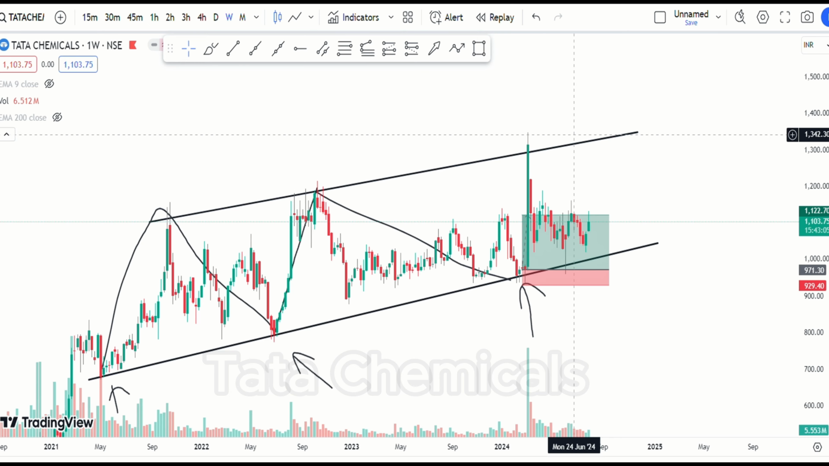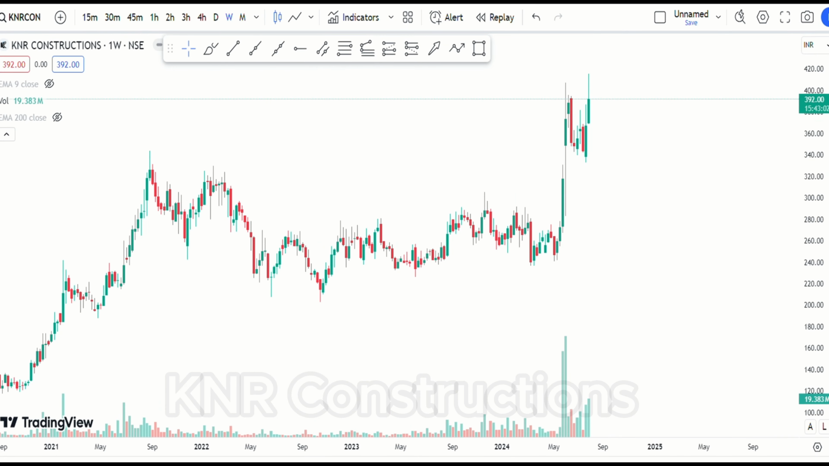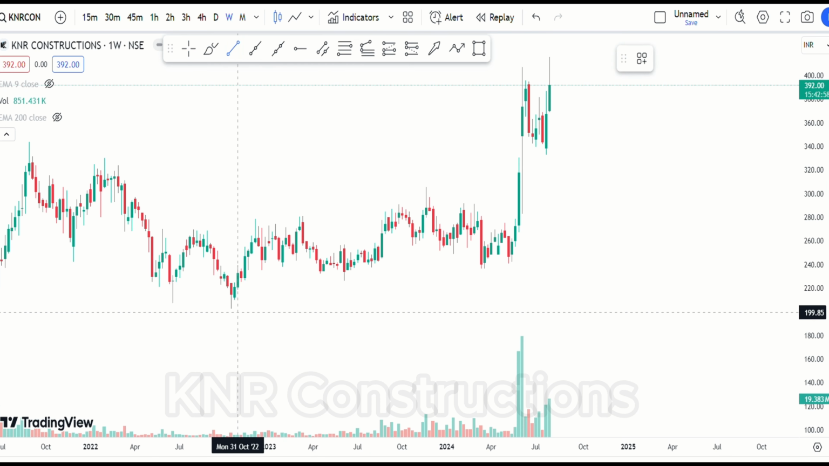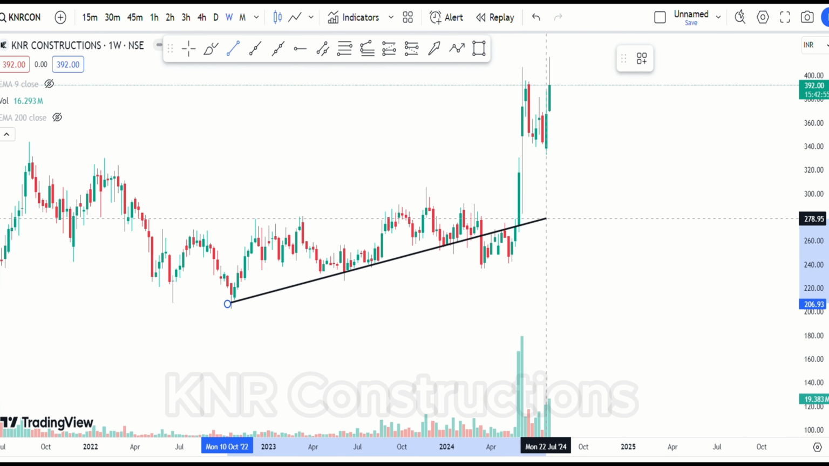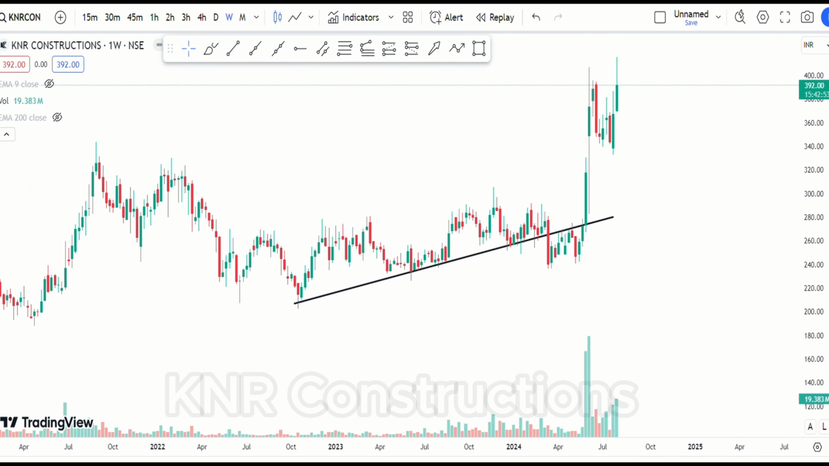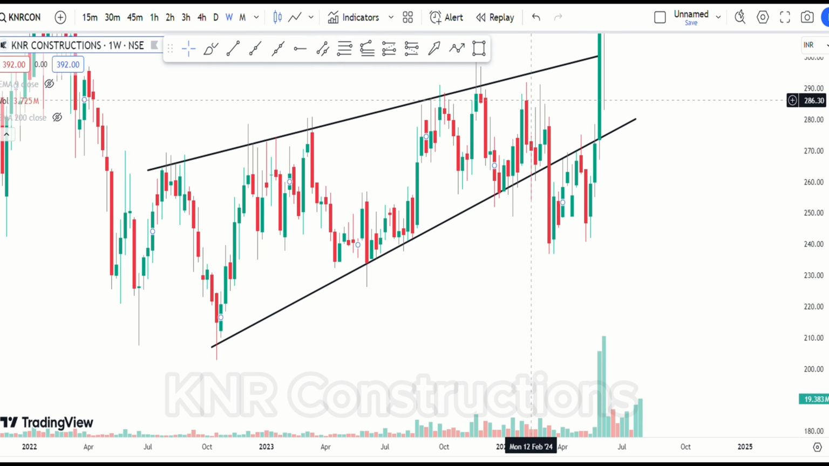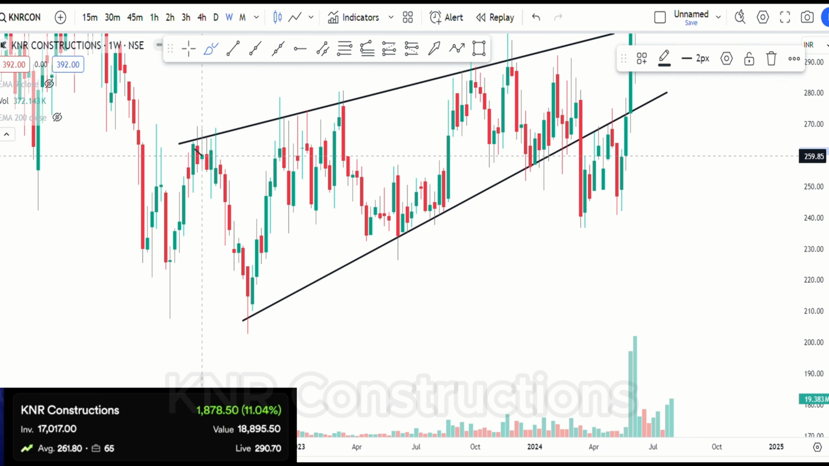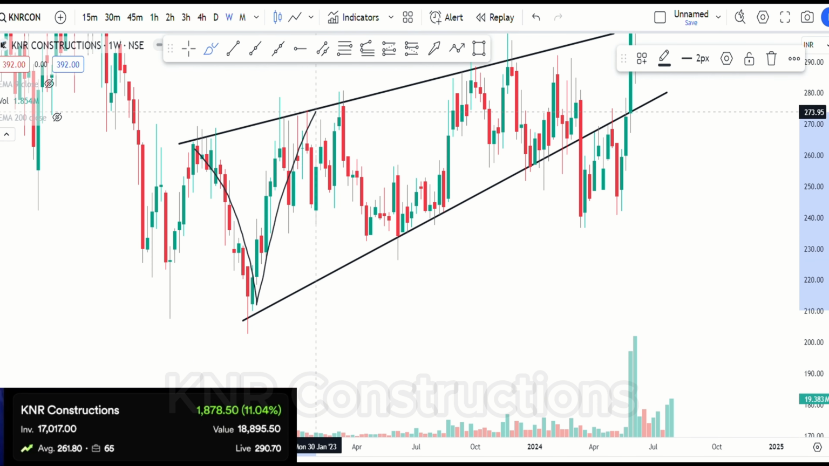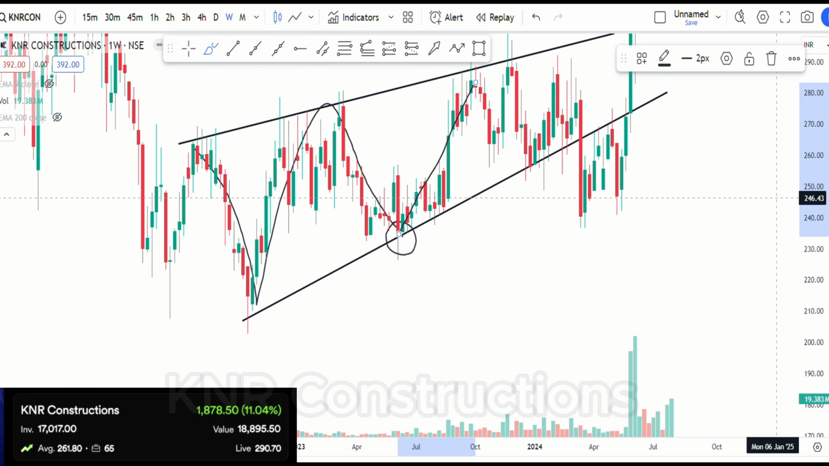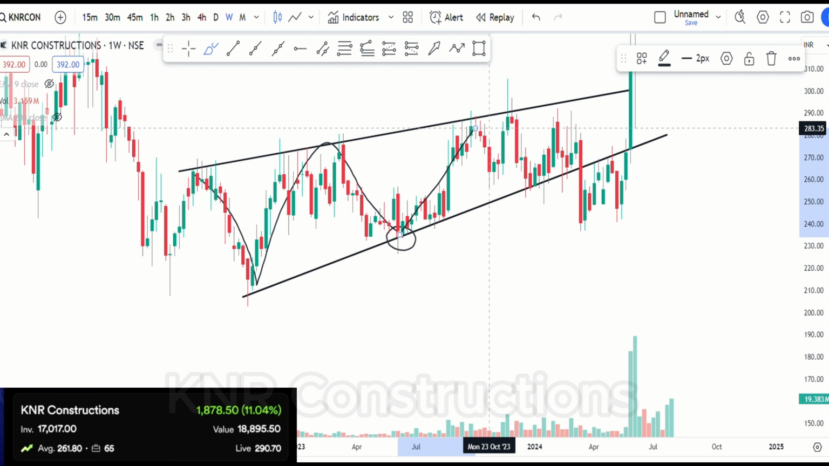So the next stock is KNR Construction. What do you see in KNR Construction? You see a simple little channel pattern on the downside, right? When the stock came down to this place, the stock started to rally, and the stock came down, making a new swing low, and started to rally, making a new high, right? And took a resistance and came down.